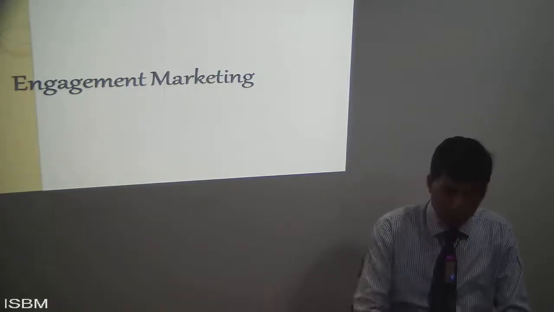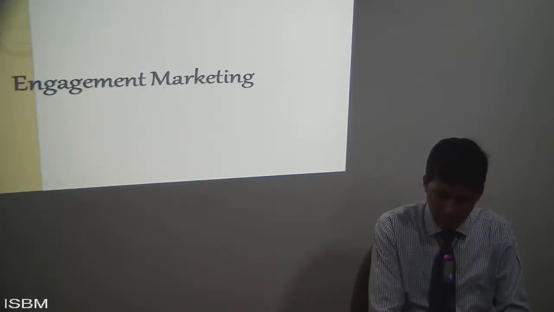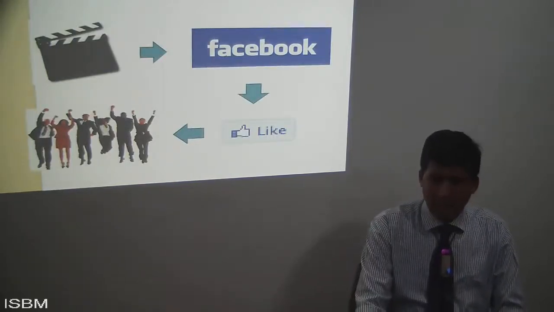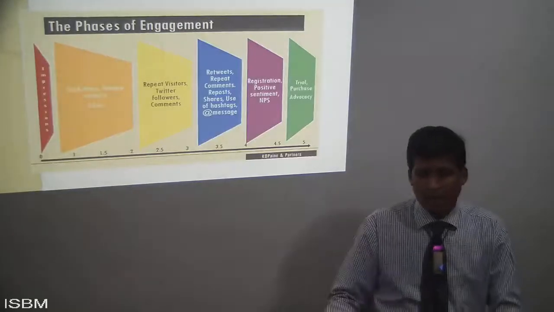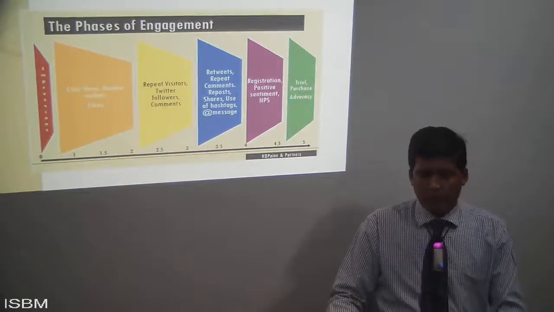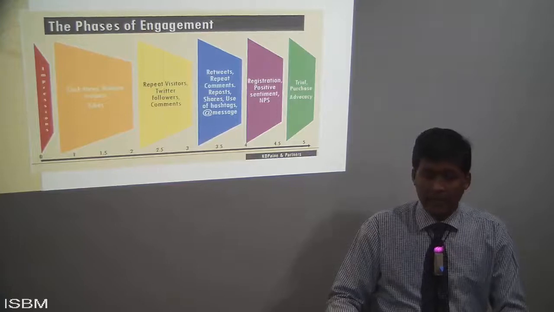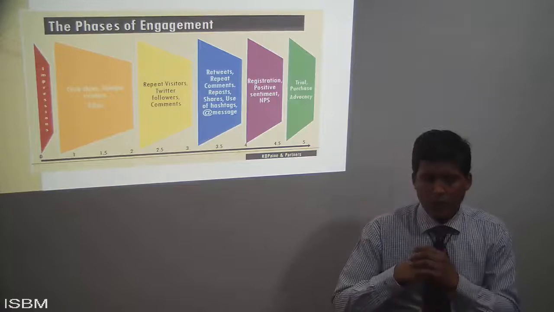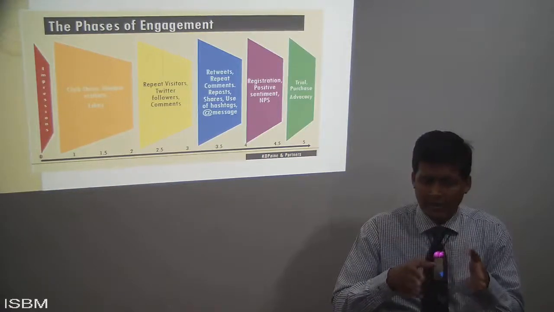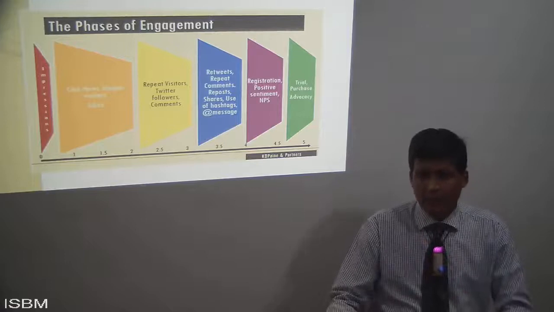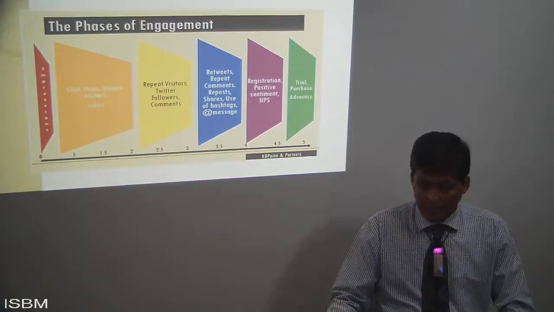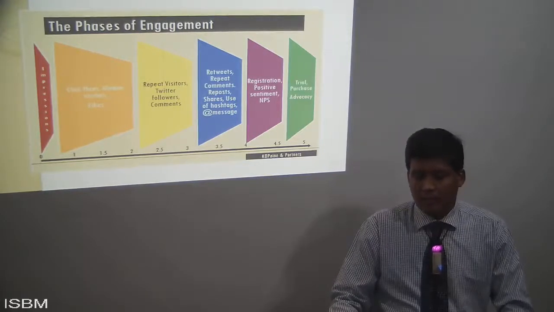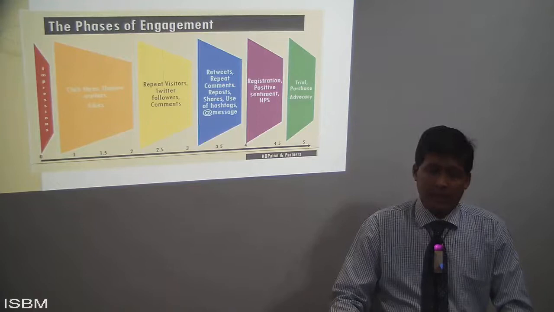We will want to look into engagement marketing as well. When we say engagement marketing, what is this engagement marketing? Now engagement marketing, let's take an example of Facebook. Now the engagement process, if you see on the left hand side of the chart, starts with an impression. Through an impression it goes through unique visitors, likes, repeat visits, retweets, repeat retweets, registers, reaffirm positive sentiments, and trial, purchase, advocacy.